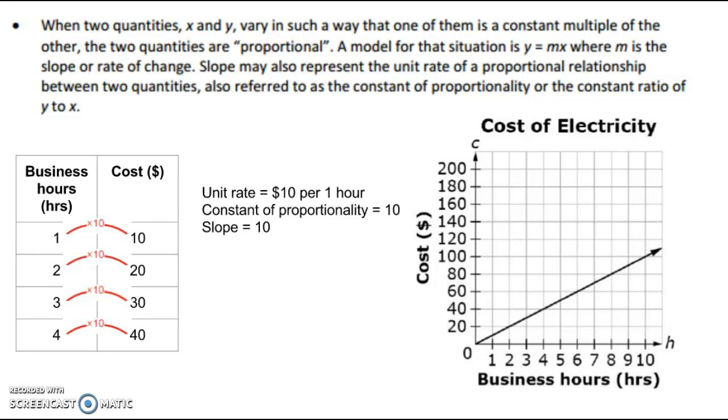They should help students make the connection with prior knowledge that slope may represent the unit rate, constant of proportionality, and the constant ratio between y and x. This example shows the graph and table students already know and should lead to the equation y equals 10x, where the slope, or rate of change, or unit rate, is $10 for every 1 hour.